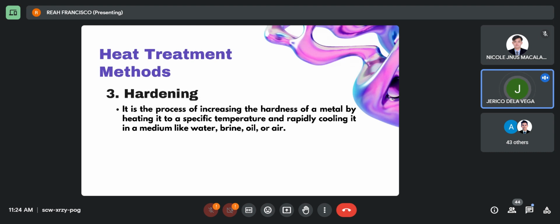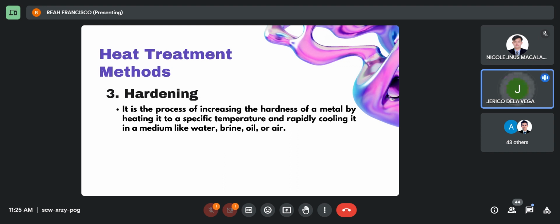The second one is the soaking. The material is held at the specified temperature for a sufficient duration to ensure that it reaches a uniform temperature throughout the entire structure. The last one is quenching. After the soaking period, the material is quickly cooled by immersing it in a quenching medium. This rapid cooling freezes the material's microstructure and results in increased hardness.